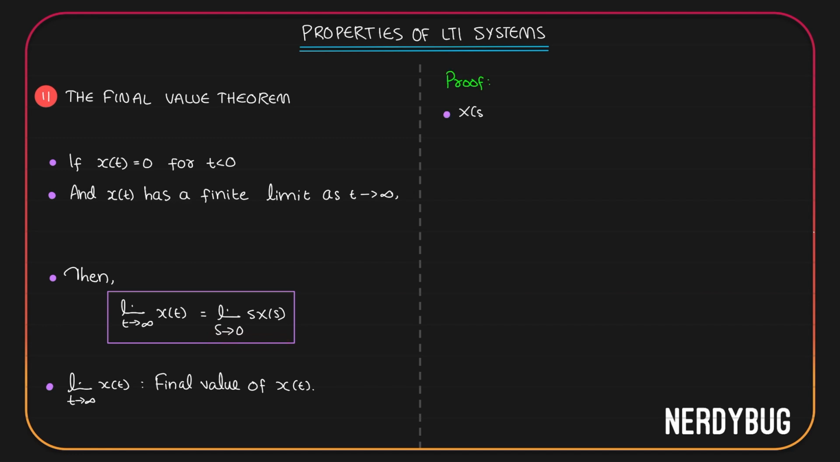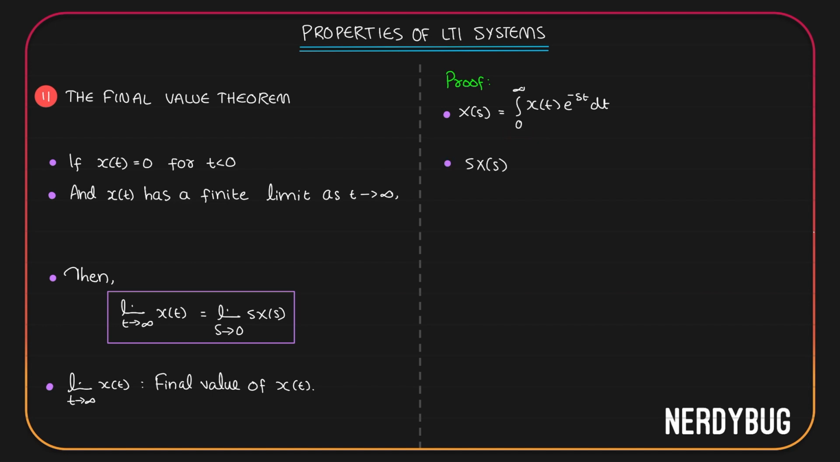We will start by defining X(s). It is the integral from minus infinity to infinity of x(t) e raised to minus st dt. But we have a condition: x(t) is equal to 0 for t less than 0. So we don't have to take the bilateral Laplace transform. We will take the unilateral Laplace transform. The integral will be from 0 to infinity.